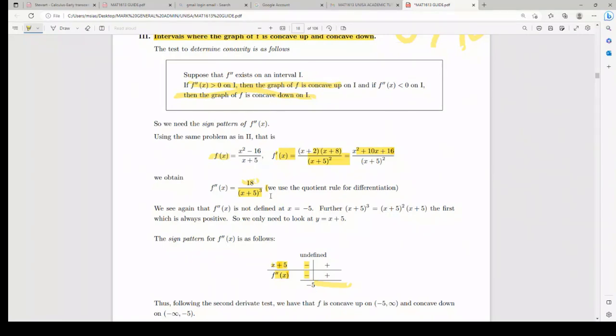But of course, if I look at it over different intervals, I can see that x plus 5 is negative for the open interval minus infinity to minus 5. However, for the interval minus 5 up to infinity, x plus 5 is positive, and the second derivative is positive there. So which means that the function for the open interval minus infinity to minus 5 is concave down. And for the interval minus 5 up to infinity, it's concave up. In this part here, it's concave up.